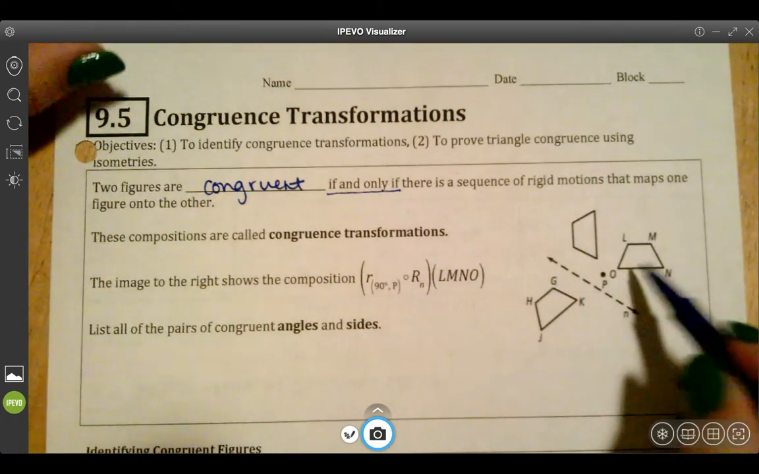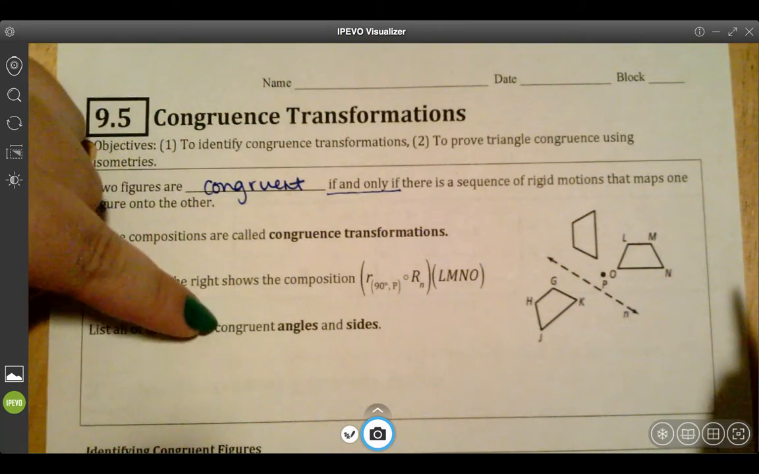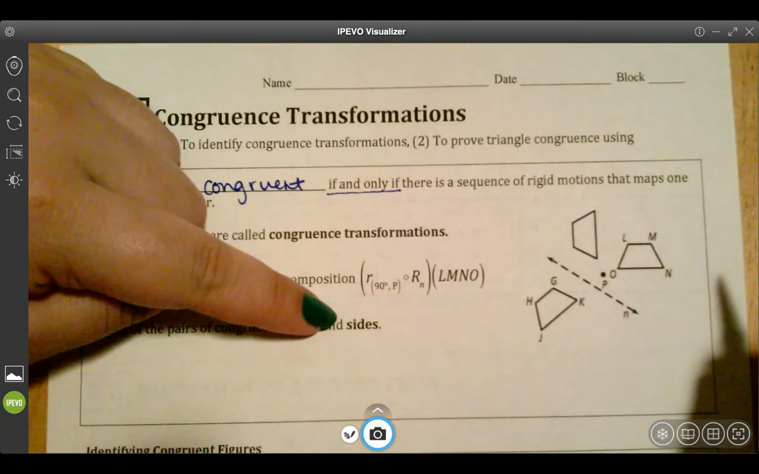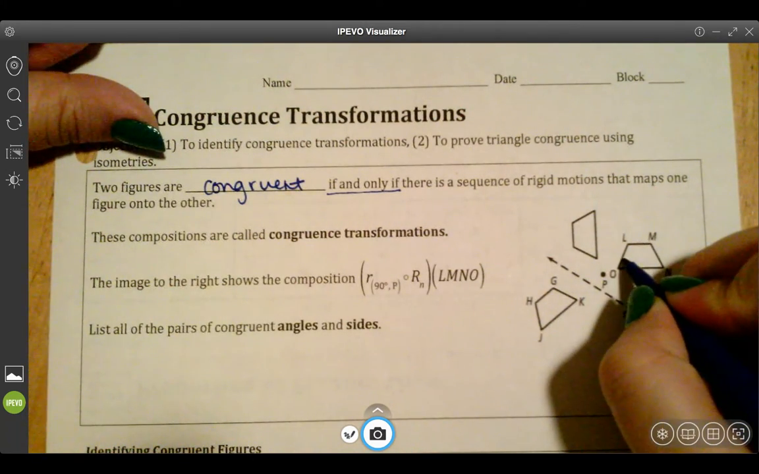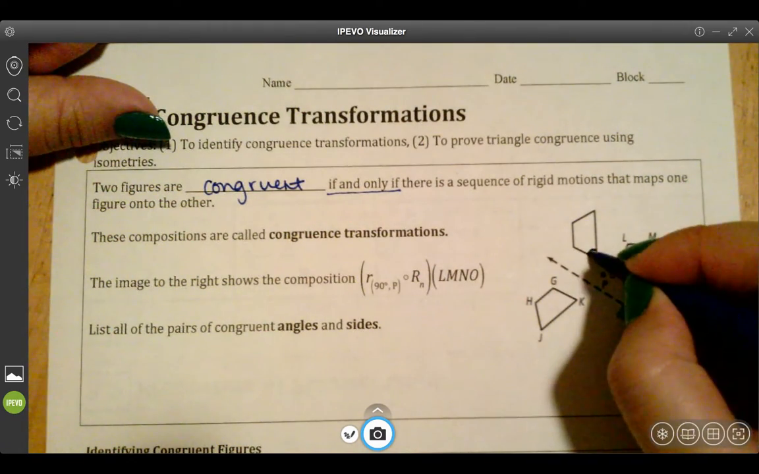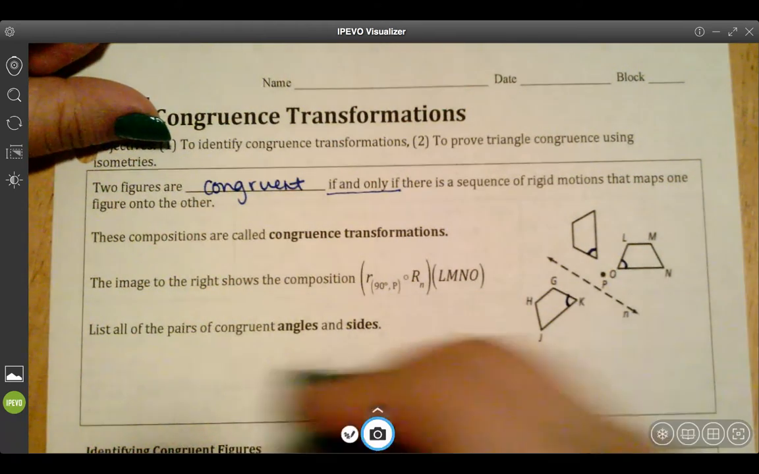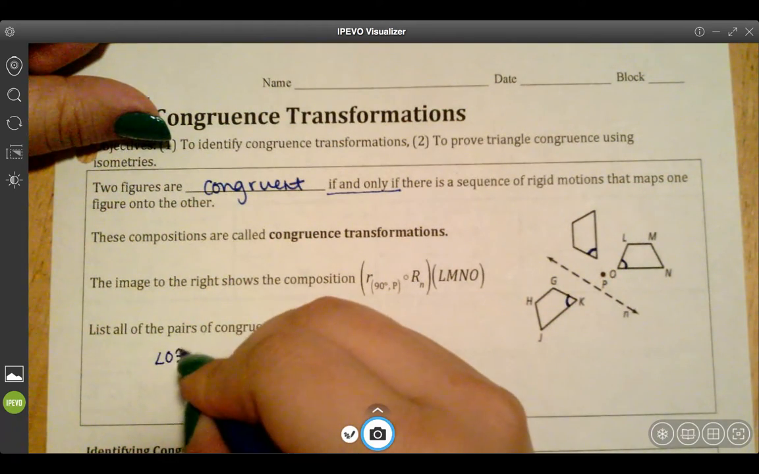So we're looking at our original and our final shapes here. We want to list all pairs of congruent angles and sides. Okay, well, let's look at this angle right here. It was rotated and then it was reflected. So angle O is congruent to angle K.